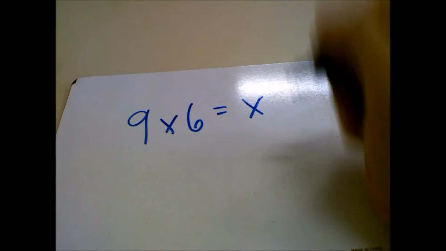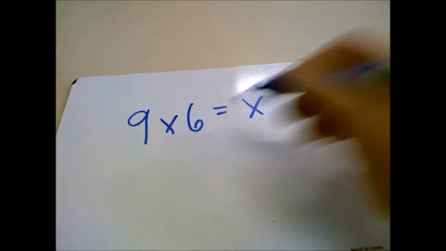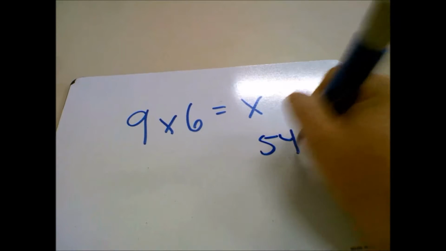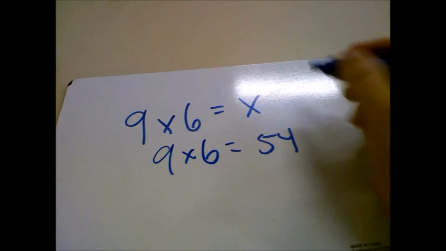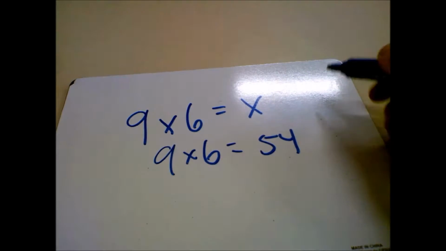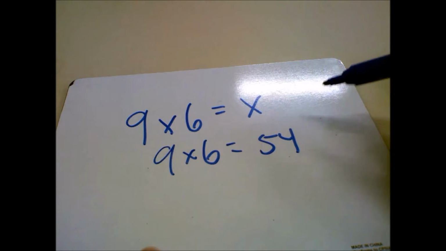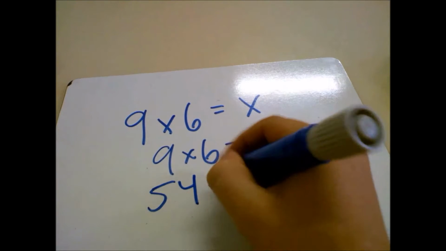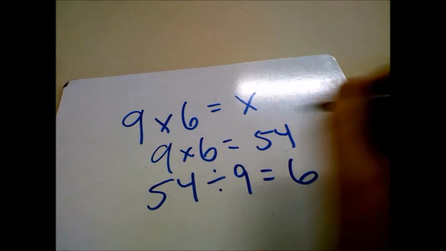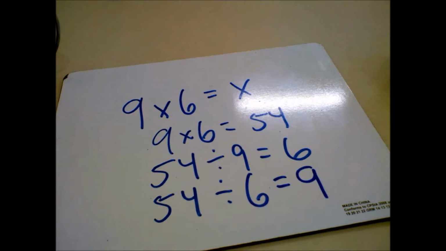Okay, if I have the problem 9 times 6 equals x, which numbers are in our fact family? We have 9, 6, and you might be able to guess this would be 54, because 9 times 6 equals 54. X represents our variable. How could we write this multiplication problem as a division problem? That's right. 54 divided by 9 equals 6. Or 54 divided by 6 equals 9.